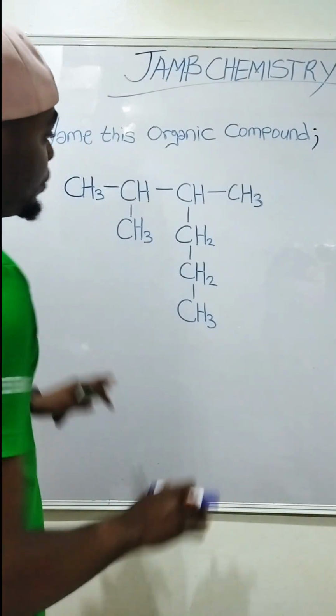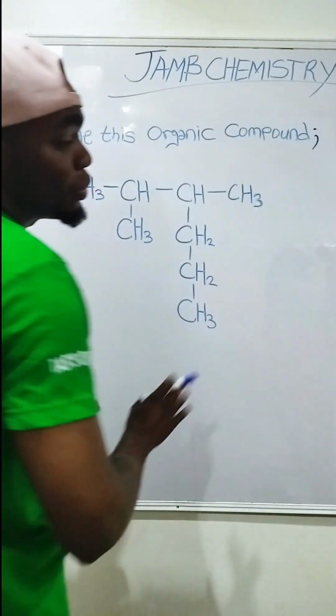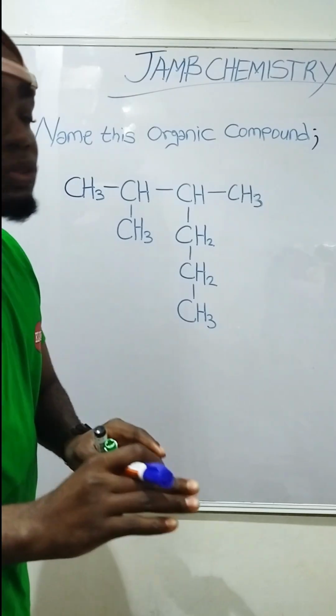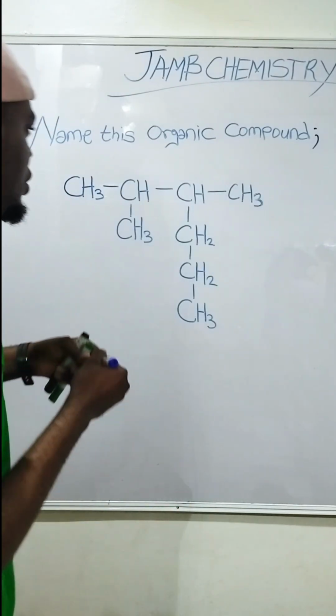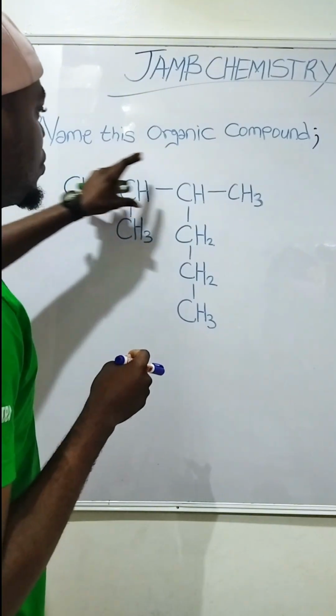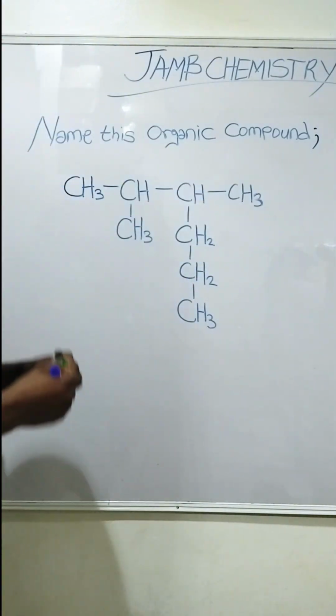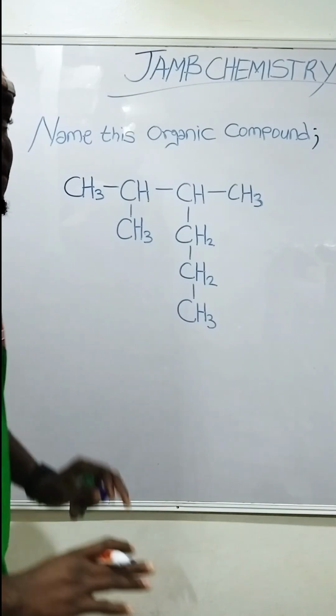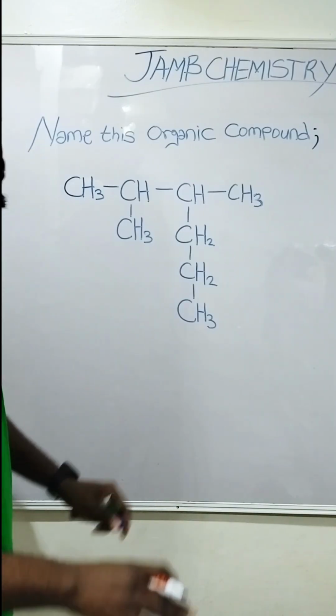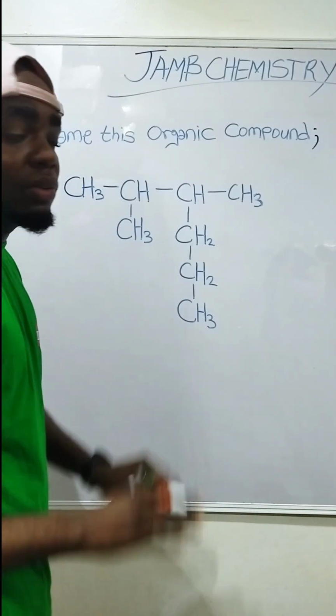In today's video, we'll be learning how to name this particular compound. You can pause this video right now, try to name this compound, and then continue with us. Once you are given an organic compound to name, the first thing you need to do is locate the longest carbon to carbon chain. We call that longest carbon to carbon chain the parent chain.